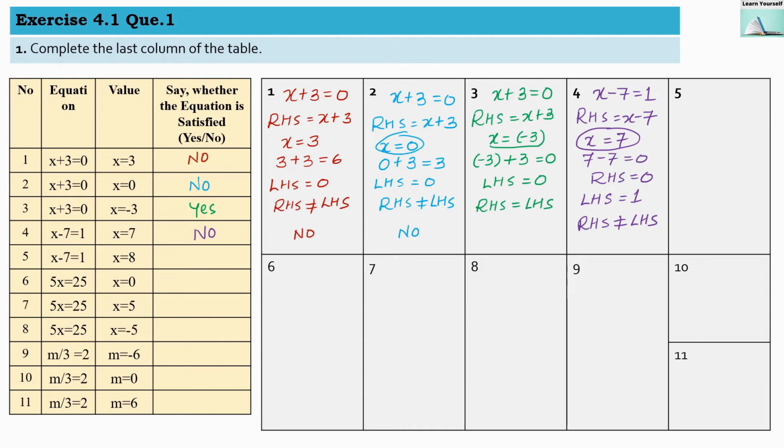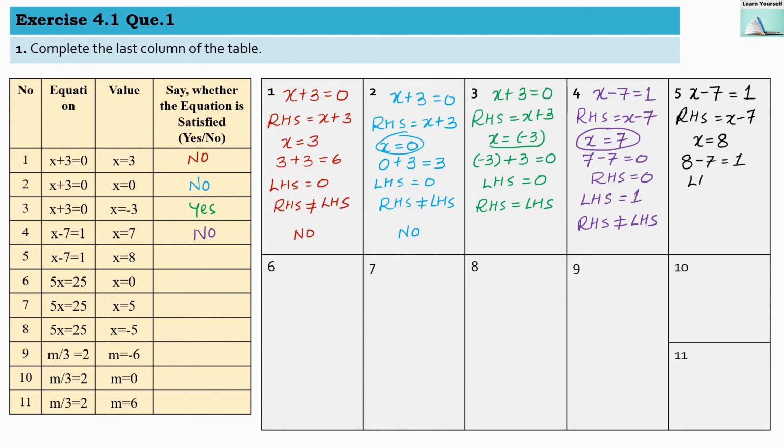The fifth equation is x minus 7 equals 1, and our expression here is x minus 7, and we have to take x equals 8. So when we take x equals 8, we will get 8 minus 7 equals 1.